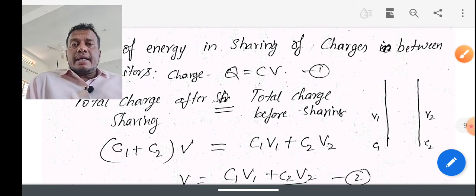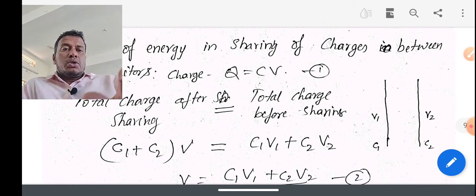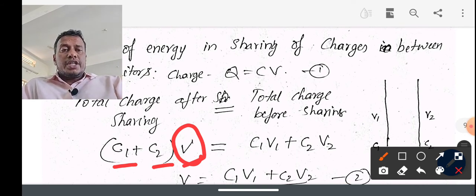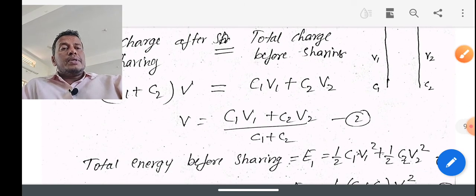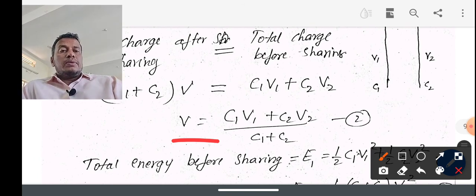There is conservation of charge here. The total charge after sharing is equal to the total charge before sharing. If the combined potential is V, then C1 plus C2 into V is the charge after sharing. Before sharing, the charge is given by C1 V1 plus C2 V2. Let me simplify: V is equal to C1 V1 plus C2 V2 by C1 plus C2. This is equation 2.